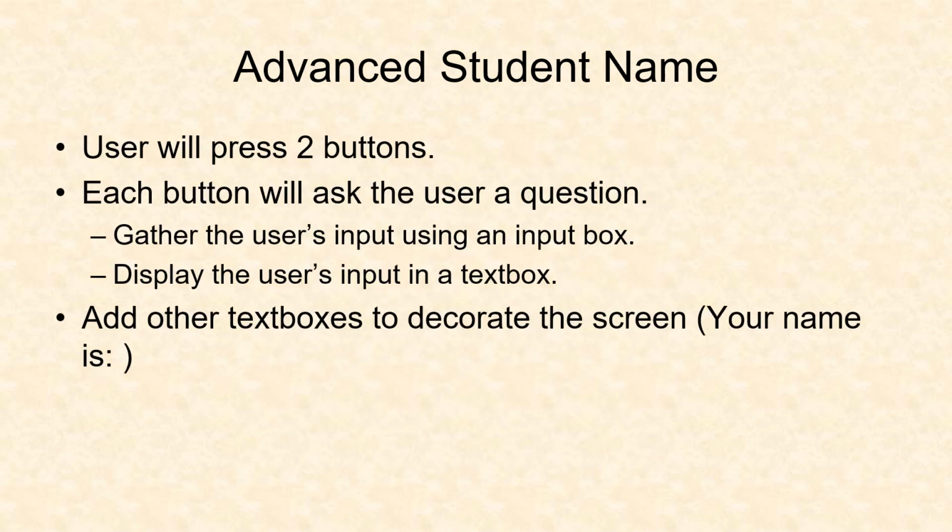In this application, the user will press two different buttons in any order because they're both standalone. Each button will prompt the user to enter information like their name or the name of a pet. And then that same subroutine will, after they type it in, display the user's input in one of the two text boxes on the screen.